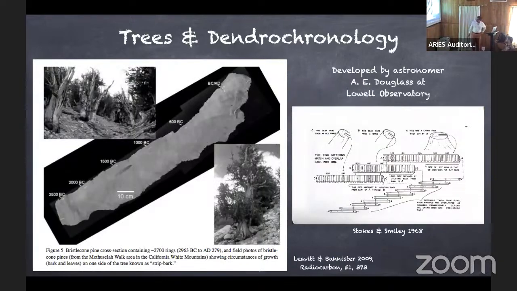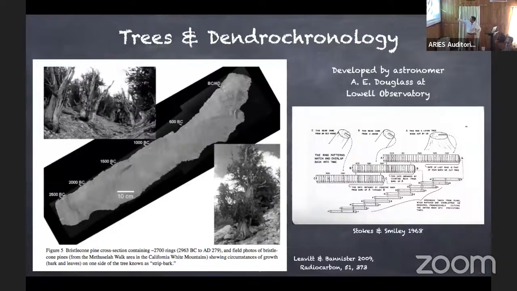So here's an example of a clock. Here's a piece of a tree. There's a bristlecone pine from the White Mountains of California. If you drive up the east side of the Sierras, you can wander in this forest of the oldest trees on the planet. Some of them are 5,000 years old.